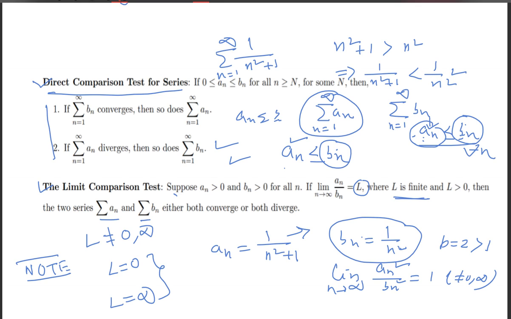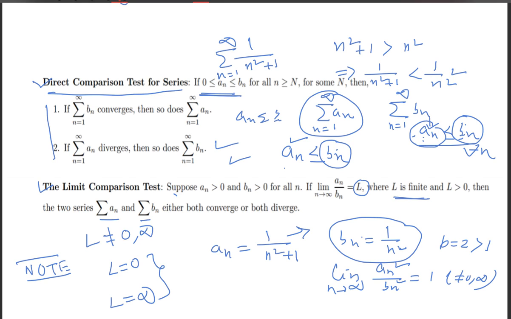Okay, Sir, what if L comes negative? No, L will not come negative because I am considering both An and Bn greater than 0. So L cannot be negative.